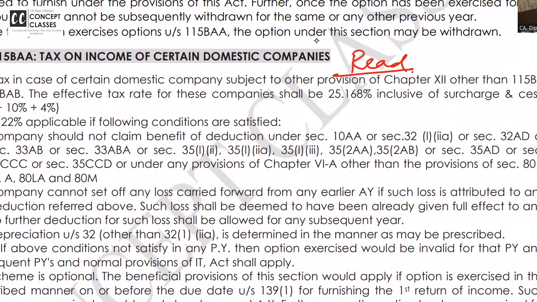115BAA says certain domestic companies can pay tax at the rate of 22%. Now, please remember, surcharge rates are 7% and 12% for domestic companies. But here, the surcharge rate is 10% and it is mandatory. 7% is levied when total income exceeds 1 crore, 12% when total income exceeds 10 crore. But here, surcharge will be levied. So 22% tax, then surcharge, and on tax plus surcharge, cess. So the effective rate is 25.16%.